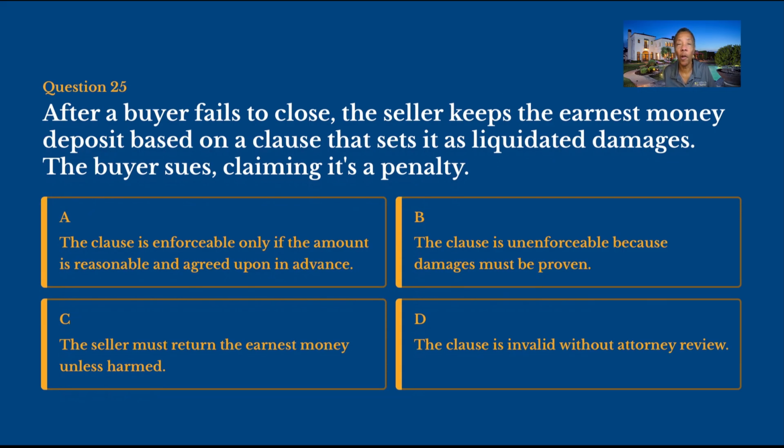25. After a buyer fails to close, the seller keeps the earnest money deposit based on a clause that sets it as liquidated damages. The buyer sues, claiming it's a penalty. A. The clause is enforceable only if the amount is reasonable and agreed to in advance. B. The clause is unenforceable because damages must be proven. C. The seller must return the earnest money unless harmed. D. The clause is invalid without attorney review.